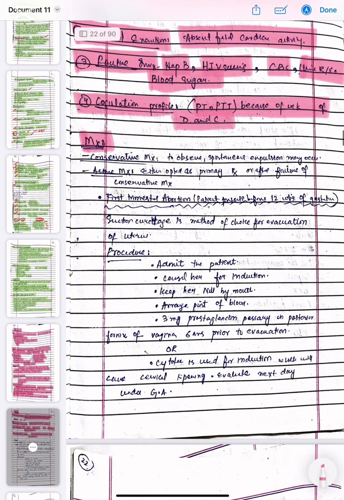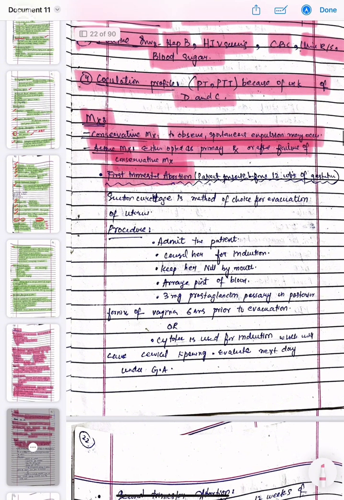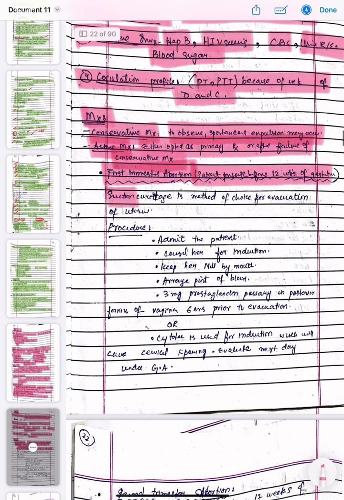The management options are conservative management, to observe, as spontaneous expulsion may occur. The active management is either opted as primary treatment or after the failure of conservative management. In first trimester abortion, the patient presents before the 12th week of gestation. Suction and curettage is the method of choice for the evacuation of uterus.